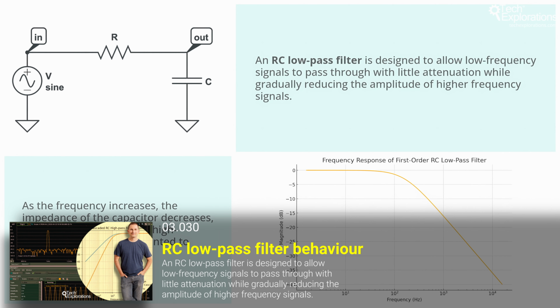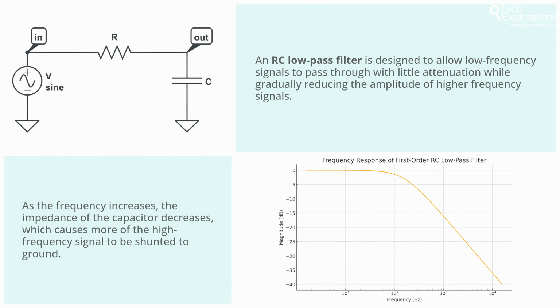Now let's focus on RC low-pass filters. An RC low-pass filter is designed to allow low-frequency signals to pass through with little attenuation, while gradually reducing the amplitude of higher frequency signals.